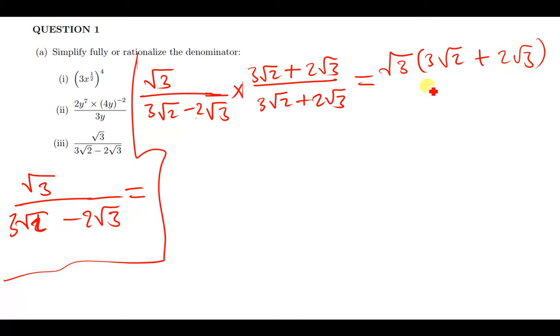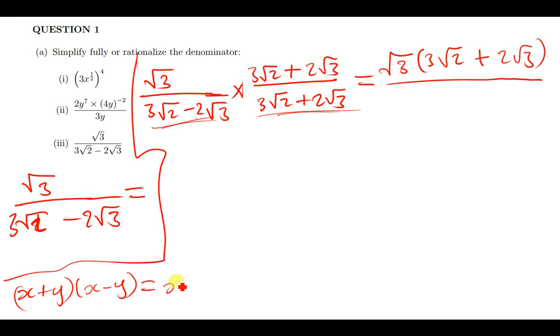Then everything divided by. When you multiply the denominators, this one and that one, it's just the same as the difference of two squares. What I mean is that if you have x plus y times x minus y, this is the difference of two squares, in the sense that when you simplify this, you get x squared minus y squared. Difference meaning subtraction of two squares. So anything that you have in this format can also be written in that format.